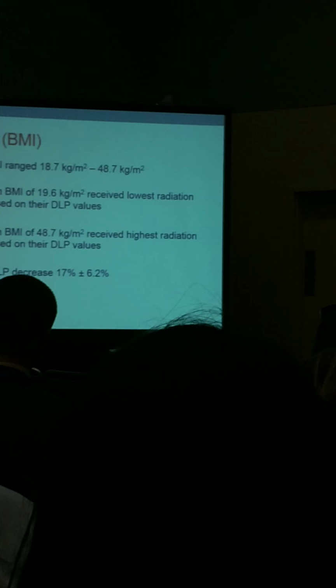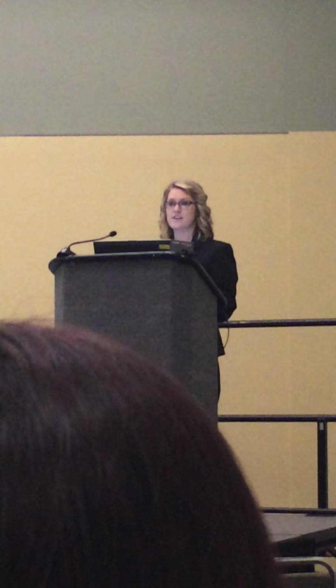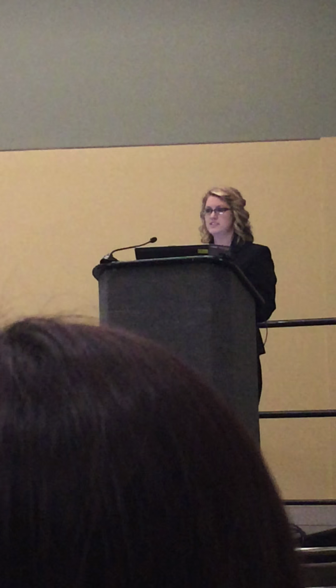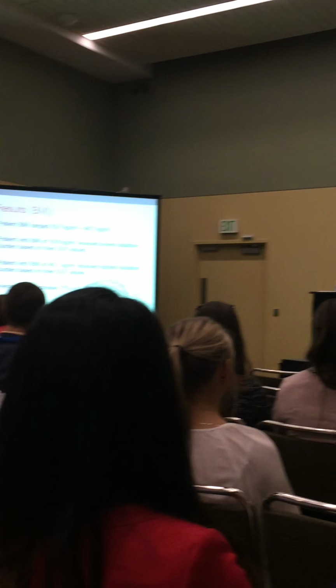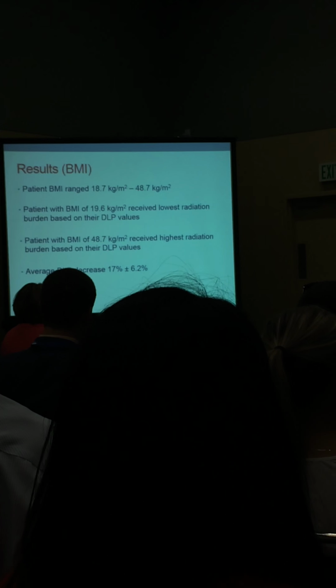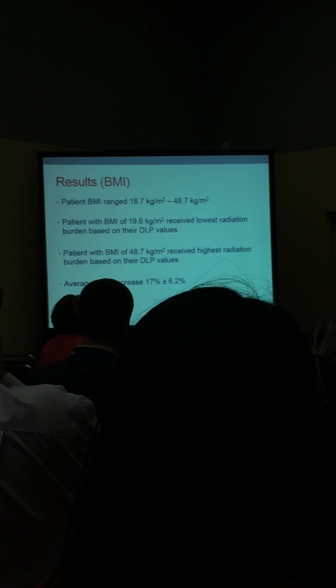The patient that received the lowest radiation burden between the two scans based off their DLP value was not the patient with the lowest body mass index in the study, but rather the third lowest out of the 70 patients. However, the patient with the highest radiation burden based off their DLP values was indeed the patient with the highest BMI of the 70 patients. I also calculated the DLP decrease between the two protocols, and there was an average of 17% plus or minus 6.2%.